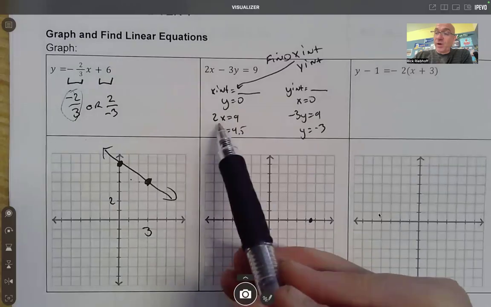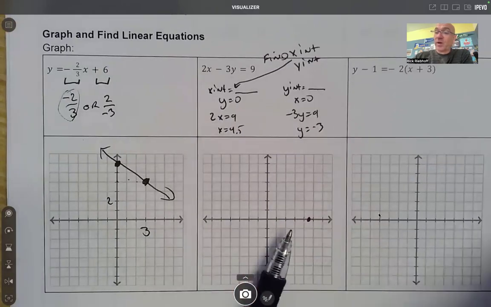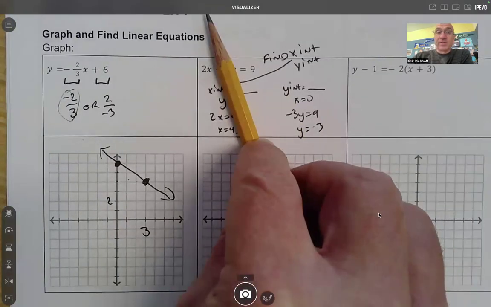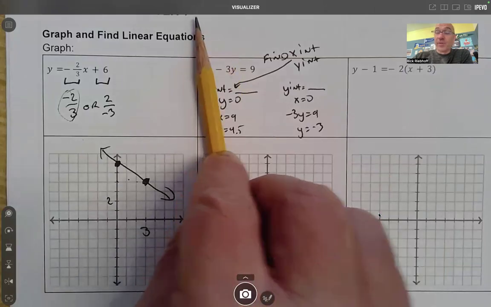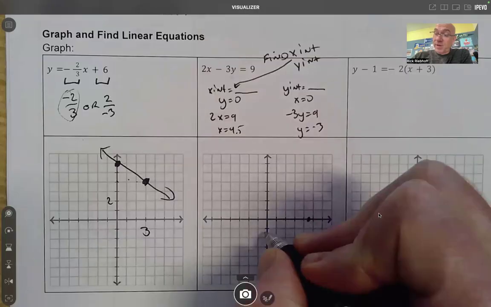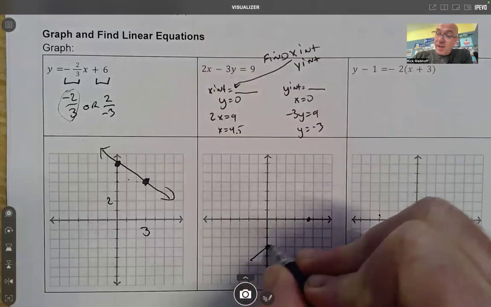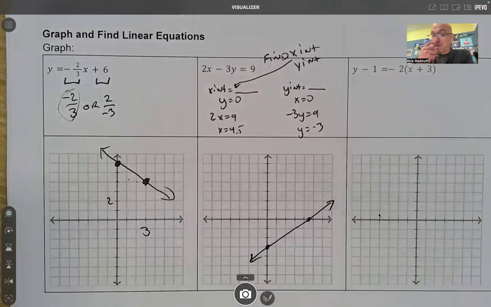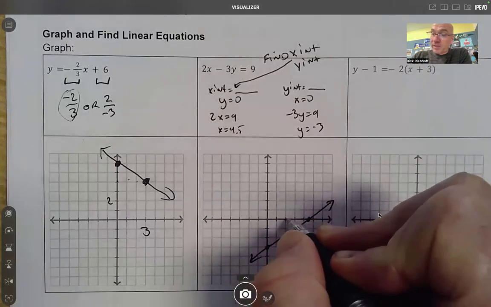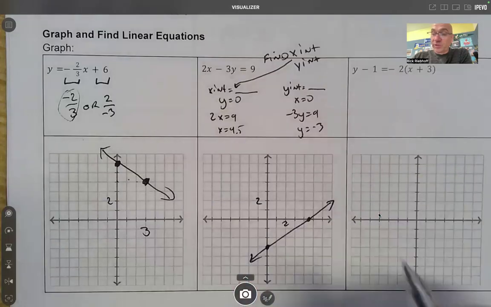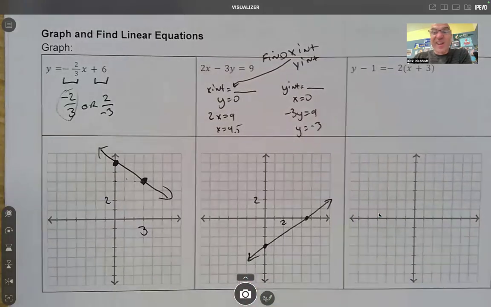I don't even do all this. I just go, boom, x, 4.5. Boom, y, -3. So -1, -2, -3, and voila. Good, good. Again, probably a good idea to put some numbers in here. This is 2, this is 2, just so we have a scale since it's not already on there.